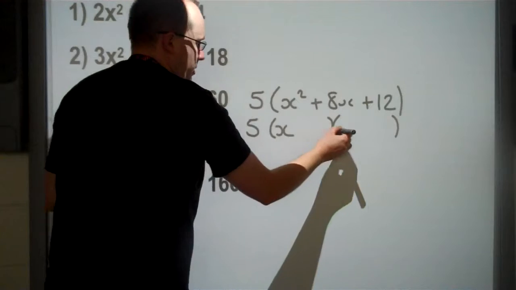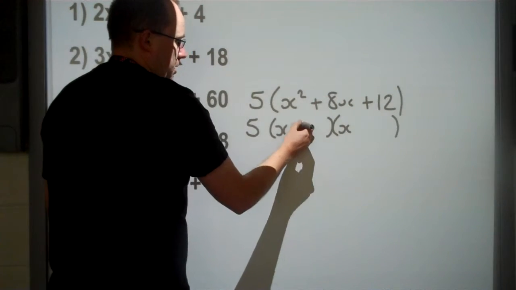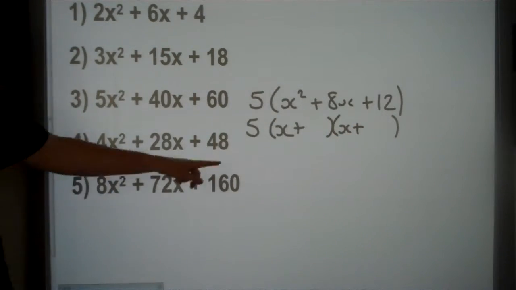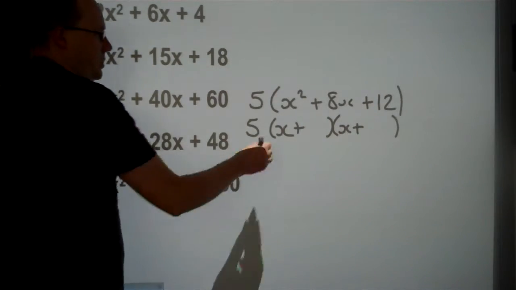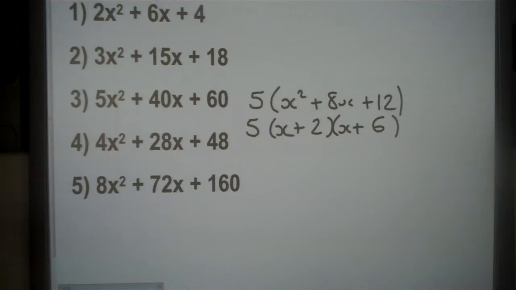So, x squared, I know I'm going to do x and x. I also know both signs are going to be the same, and they're both going to be positive, so I could fill that in as well. So, two numbers that multiply to make 12, but add to make 8, and with a little experimentation you should find 2 and 6 works very well. That's it for the first one.